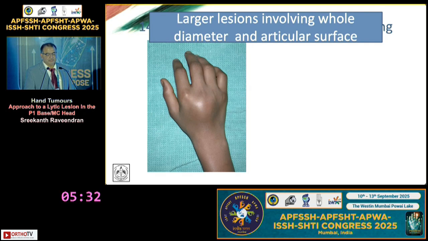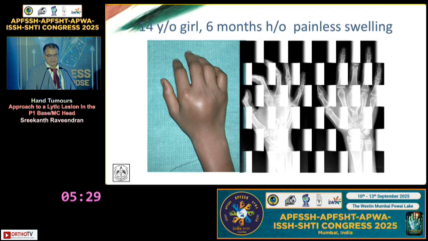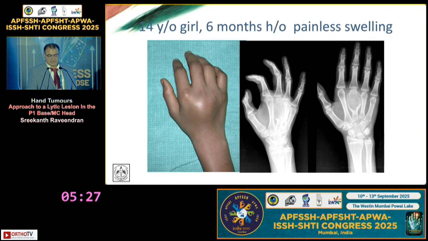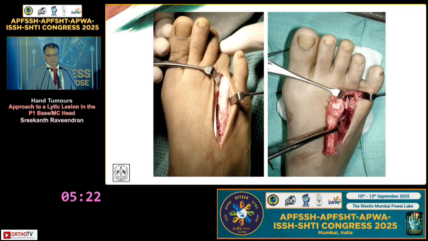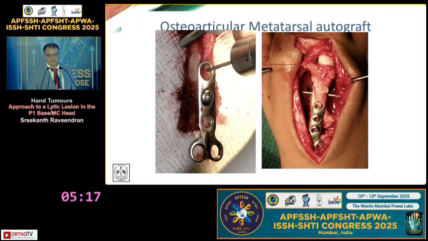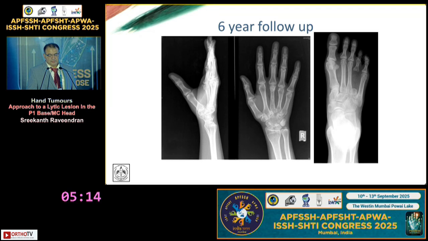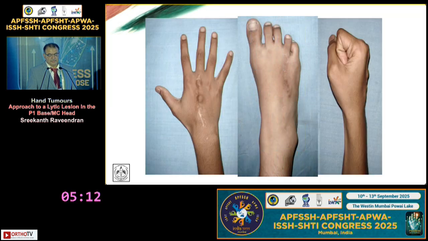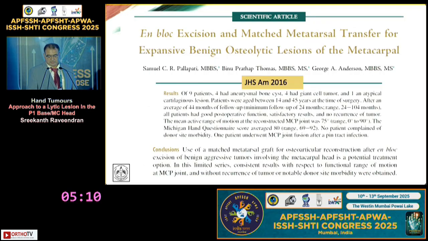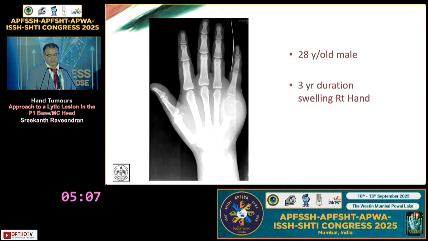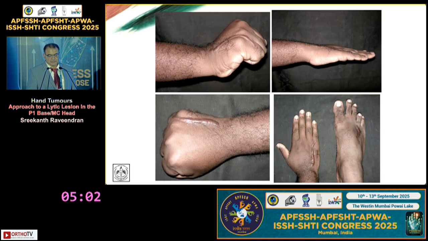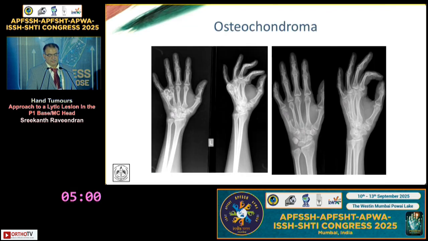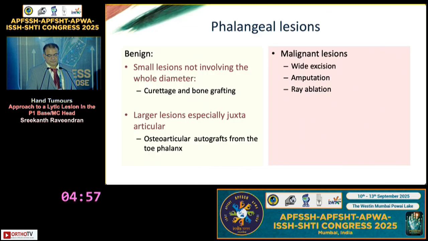A larger lesion involving the whole diameter and the articular surface. You can see the large expansile lesion with multiple fluid layers in the MRI, excised and reconstructed with a non-vascularized metatarsal transfer. And that's the follow-up, an excellent result, and we have already published this in our JHS. Another patient with a 3-year swelling, lytic and much more sinister, same technique. Another one is an osteochondroma, excised.